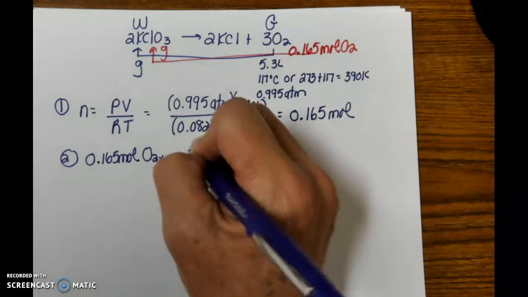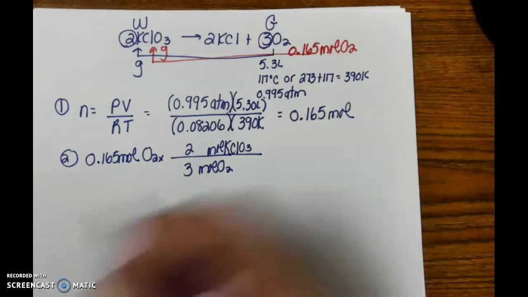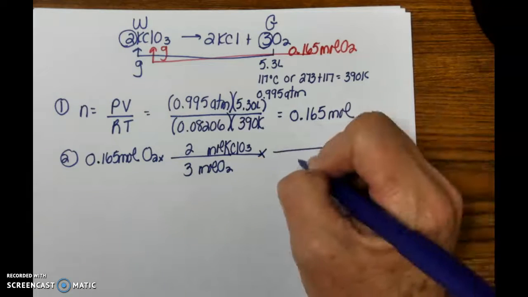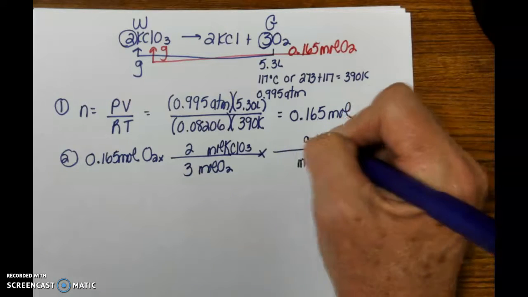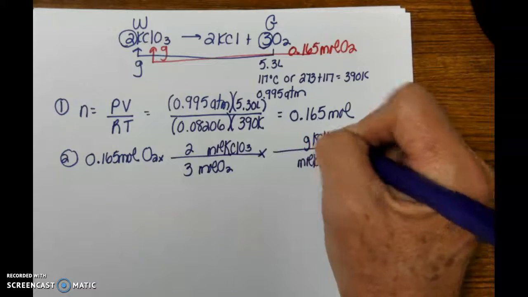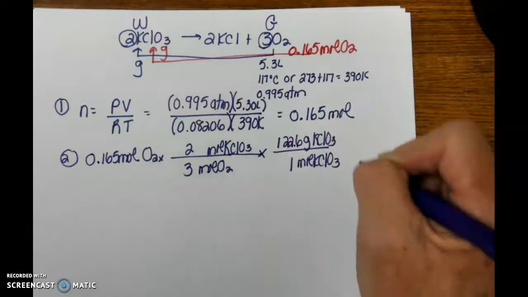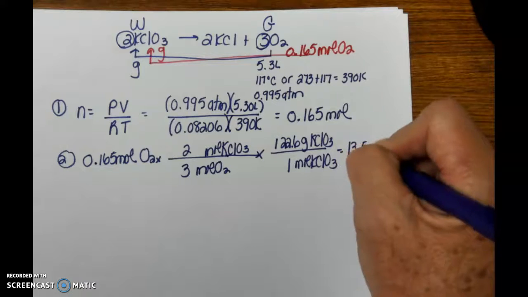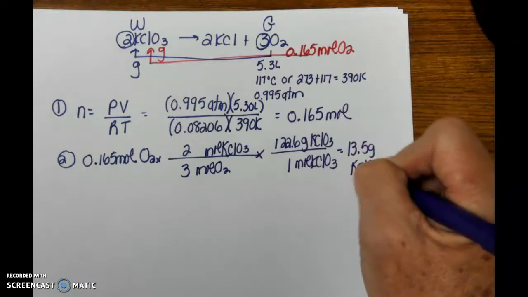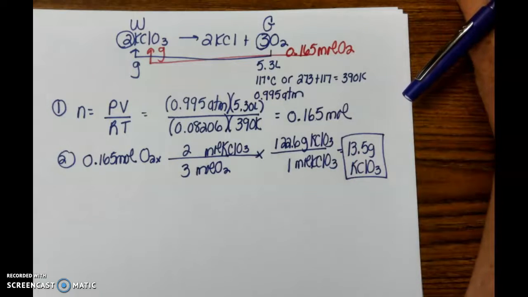This is a 3:2 ratio based on the stoichiometry, or the coefficients, right? But I need to go to grams, so I'm going to drop mole and go to grams. And 1 mole of this is 122.6 grams. So that turns out to be 13.5 grams potassium chlorate. So again, that was an ideal gas law then stoichiometry problem.